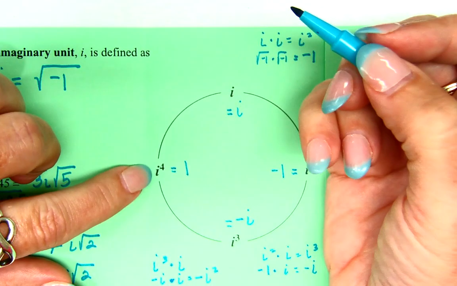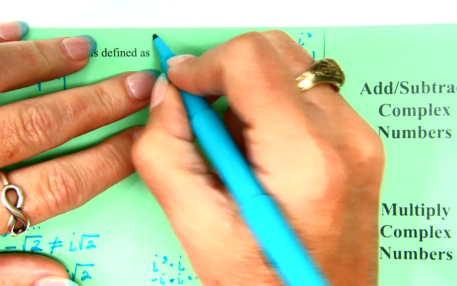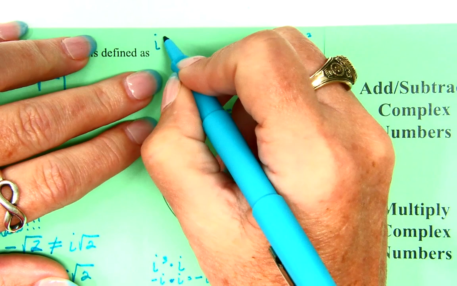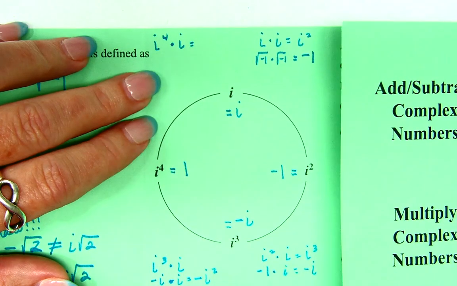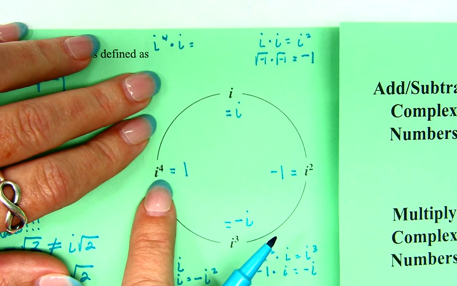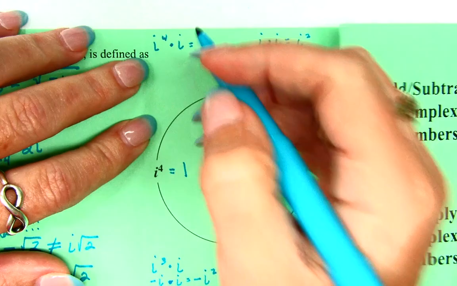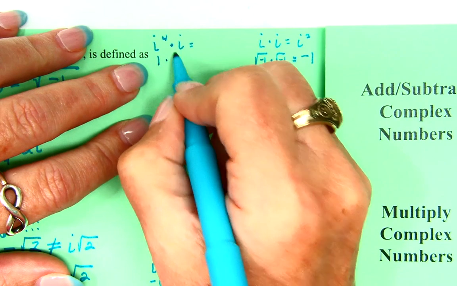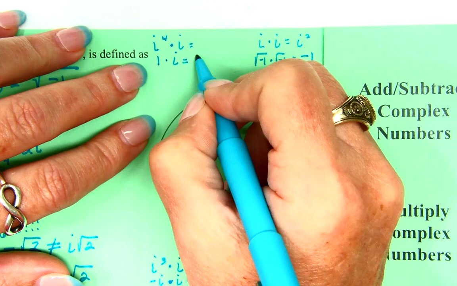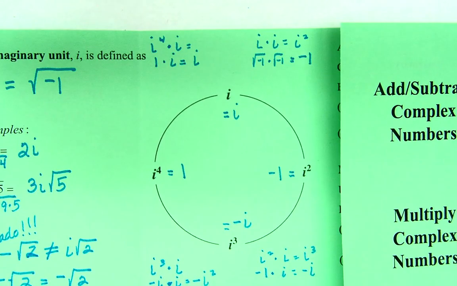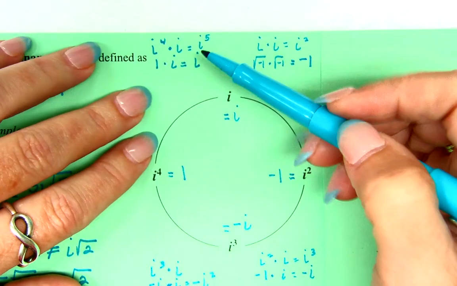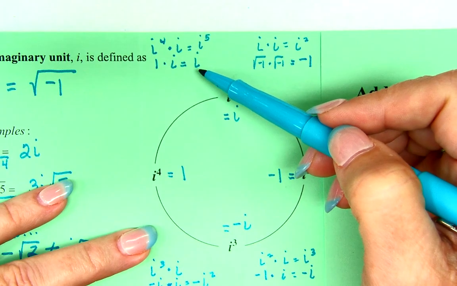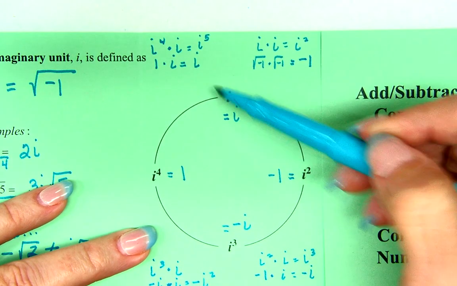Would you agree that i to the fifth is really i to the fourth times i? Well, what did I just say i to the fourth was? 1. So that's really 1 times i, which equals what? i. That's i to the fifth, right? So i to the fifth is really i.